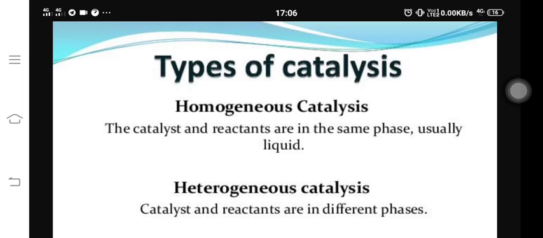Generally, solid material catalysts come under heterogeneous catalysis, where the reactions take place at the surface of that solid material. That solid material acts as the catalyst. Examples: nickel catalyst, platinum catalyst, and palladium catalyst come under the category of heterogeneous catalysis.